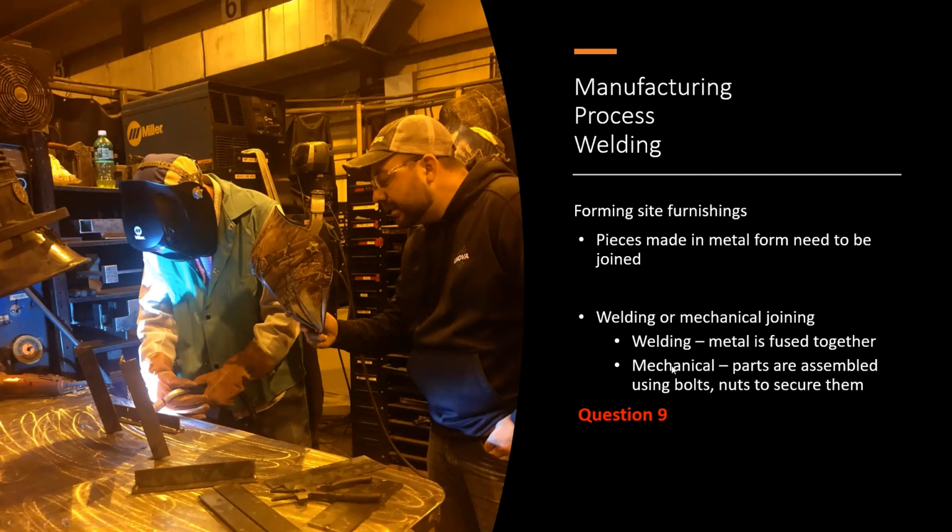So I mentioned the other way that you could join things together is using mechanical methods. In this case, you're talking about maybe bolting things together, using hardware of some kind to join things together. Those are typically assembly things that are done once everything is produced.